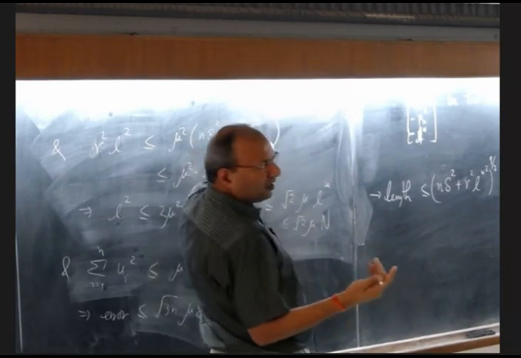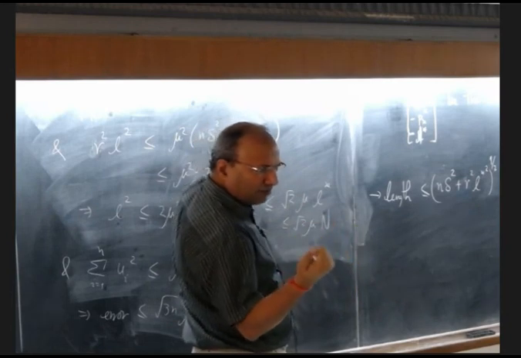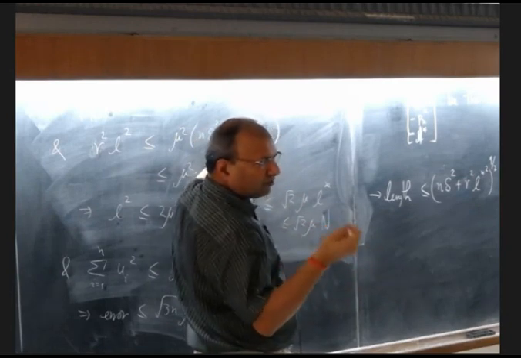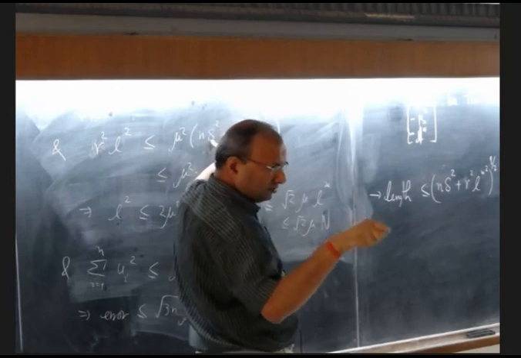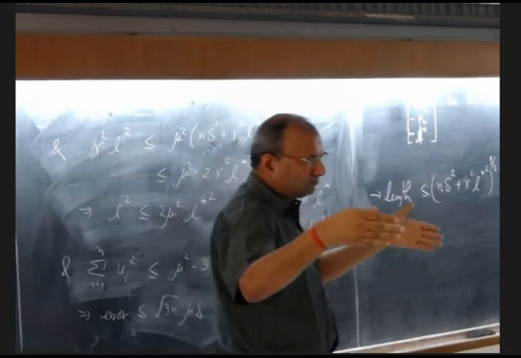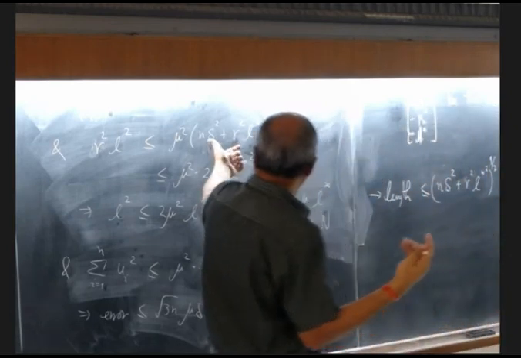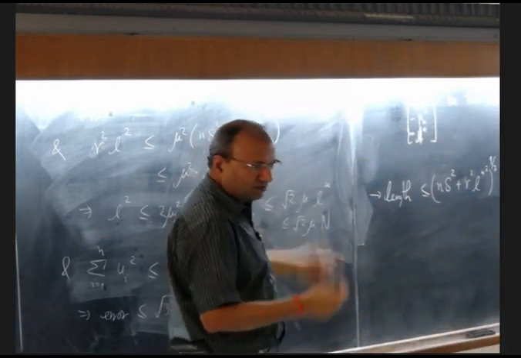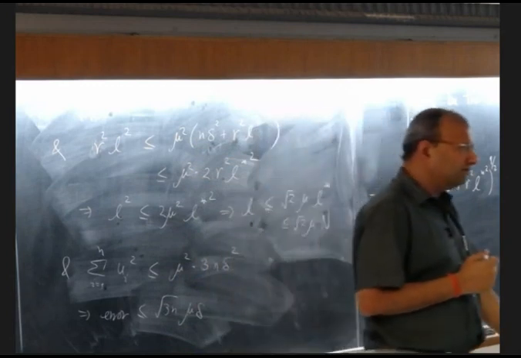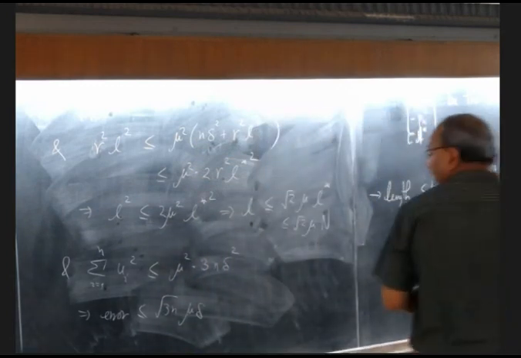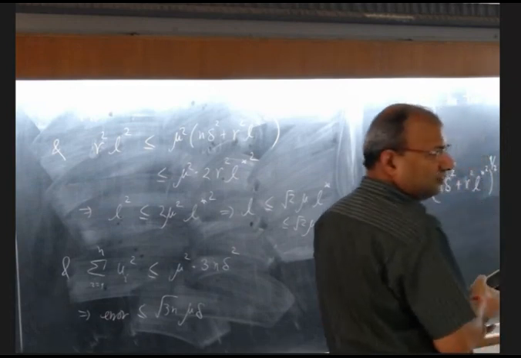That's clear. I mean, L star has capital N values, and this delta is the error bound, which is part of the input description. So within the length of the input description, you can always run through all possible values of R. Any questions on this?